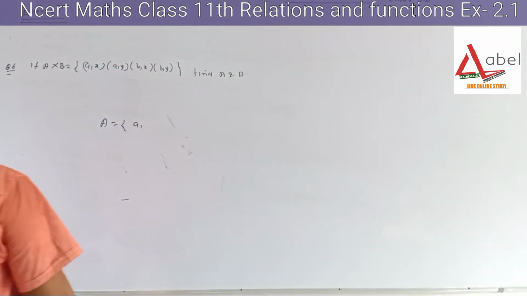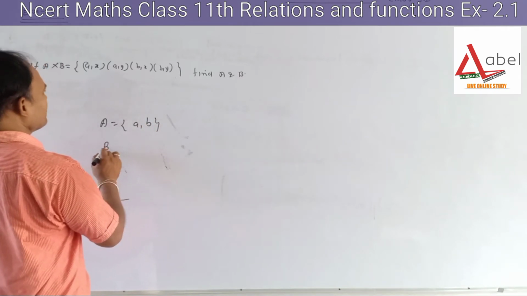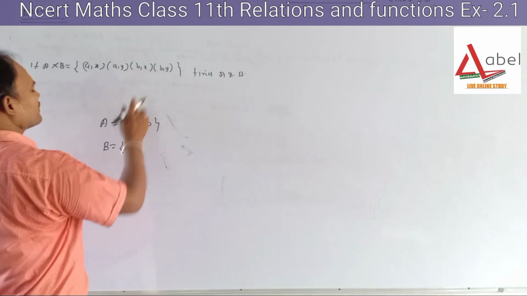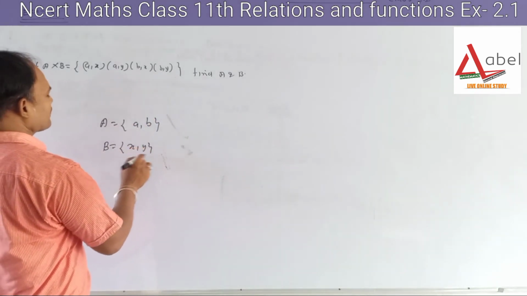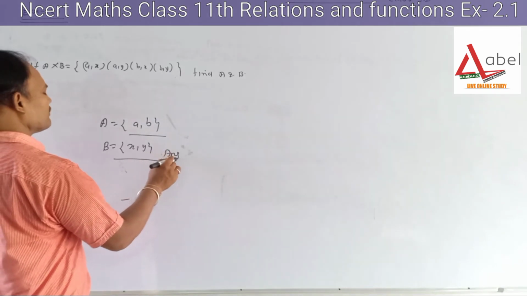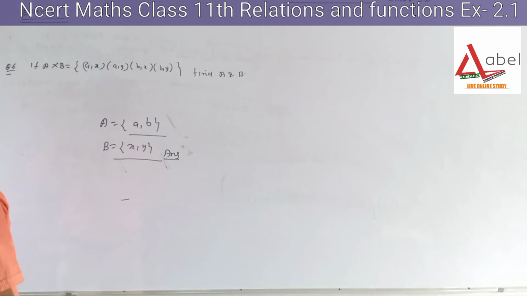So we can say that A equals {a, b}. Okay, what about B? B means the second part of these elements. It is x, y, x, y. So we can say that your answer is A equals {a, b} and B equals {x, y}. It is set A and set B.